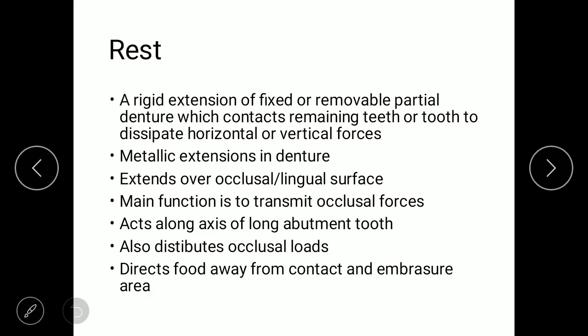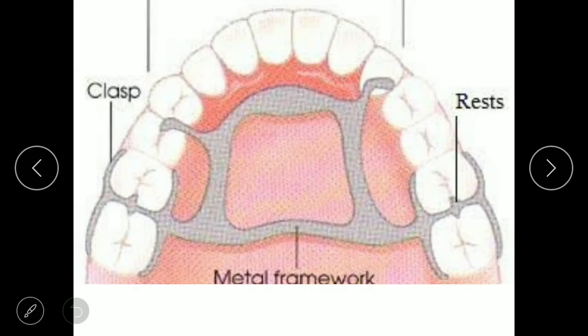The functions are they transmit the occlusal forces over the tooth. It also acts along the long axis of the abutment tooth. It distributes occlusal load areas. Another function is it directs the forces away from the contacts and embrasure areas. This one is rest. It is available in fixed or removable partial denture and is also a metallic insertion.